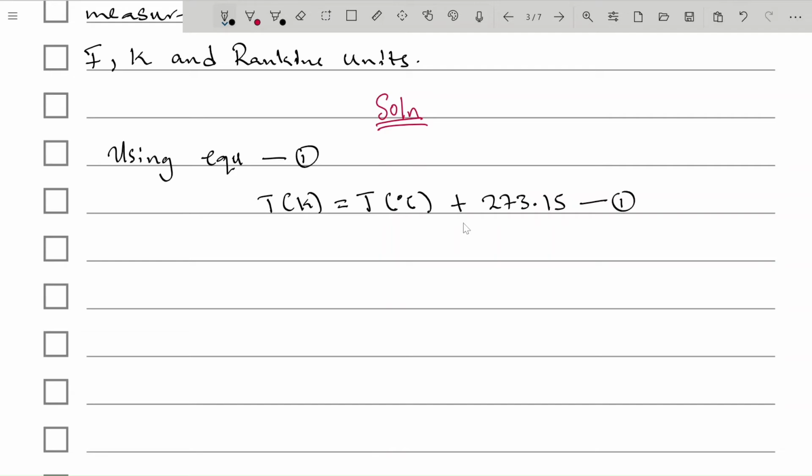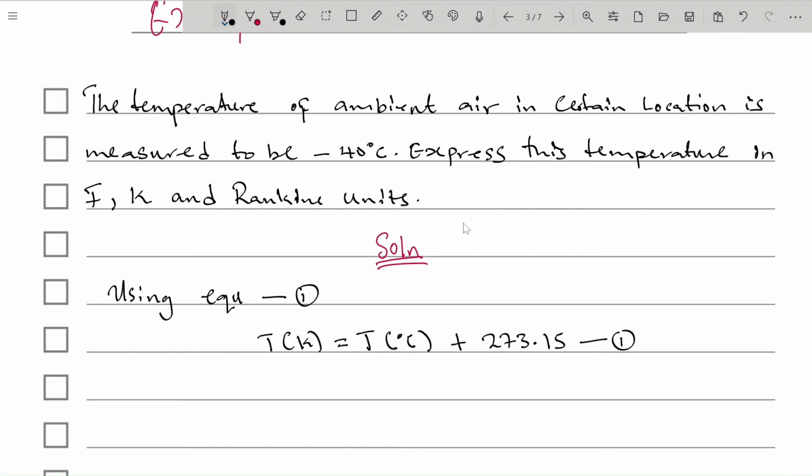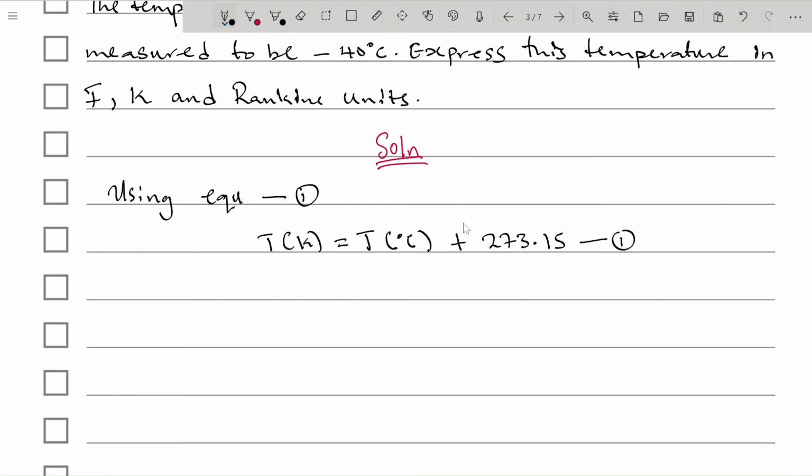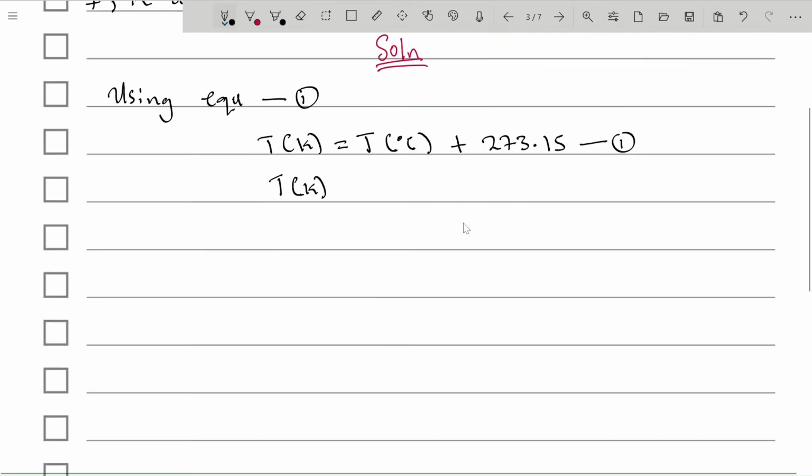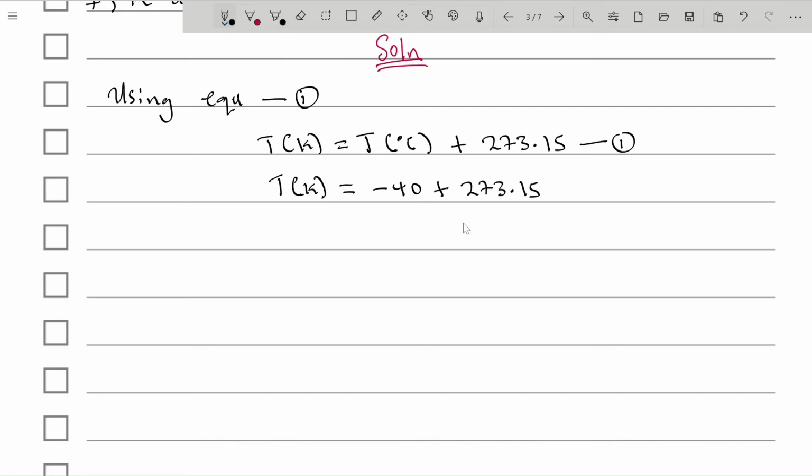So we are already given our temperature in degree Celsius, which is minus 40 degrees Celsius. So to convert it to temperature in Kelvin, we are going to add 273.15. Therefore, temperature in degree Kelvin is equal to minus 40 plus 273.15. Temperature in degree Kelvin is equal to 233.15 Kelvin.